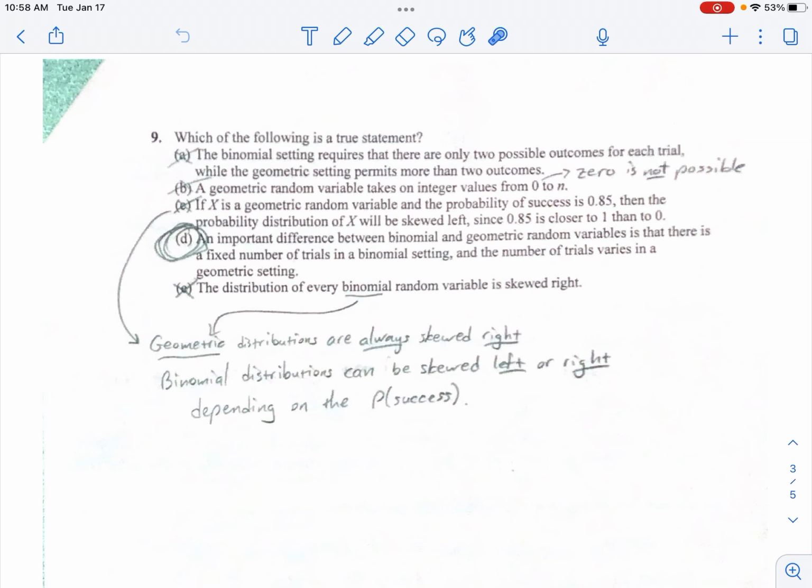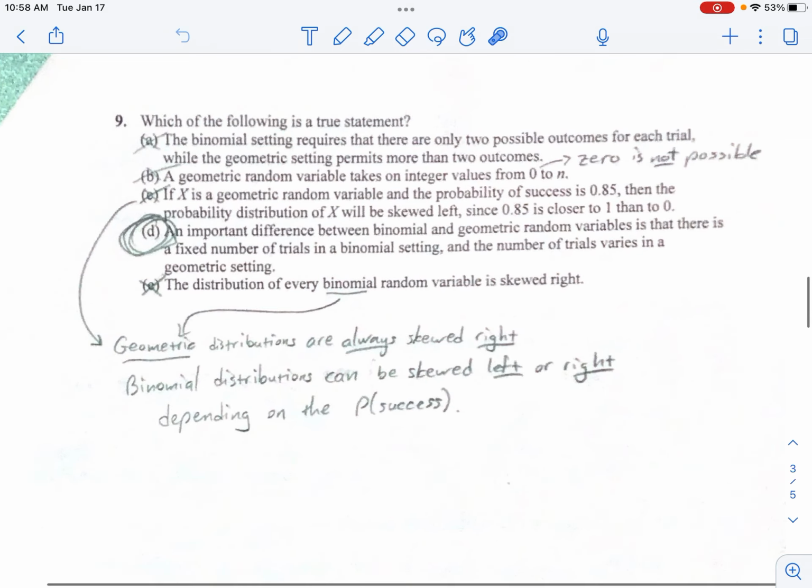Sometimes it's helpful to talk about what's wrong with each one. A says binomial requires only 2 possible outcomes for each trial. That's true. However, does geometric allow more than 2 outcomes? No. Both of these have only 2 outcomes, so it's not A.